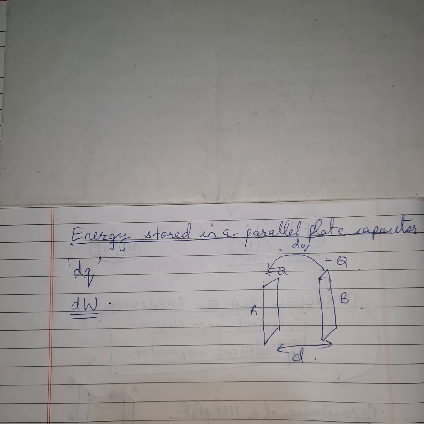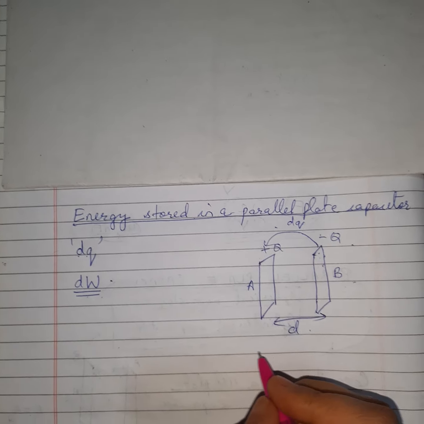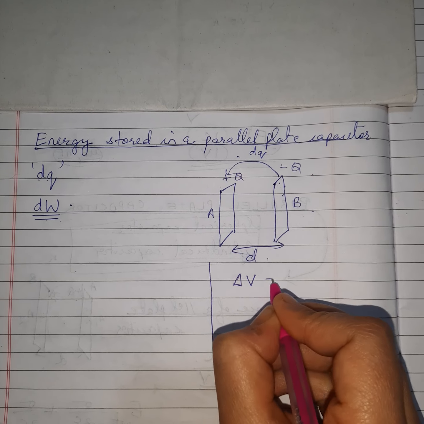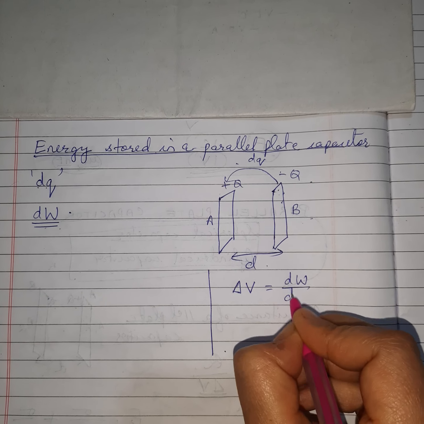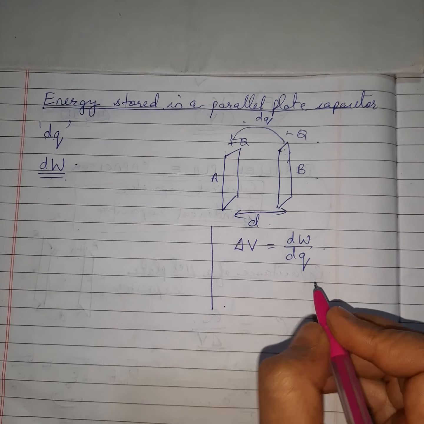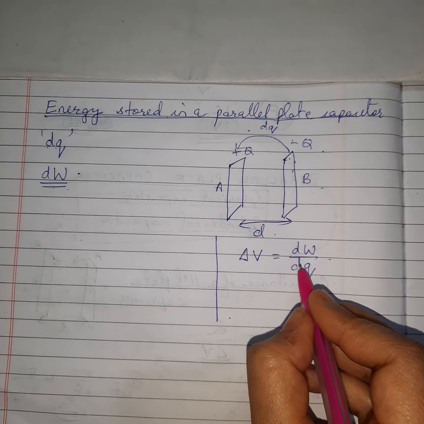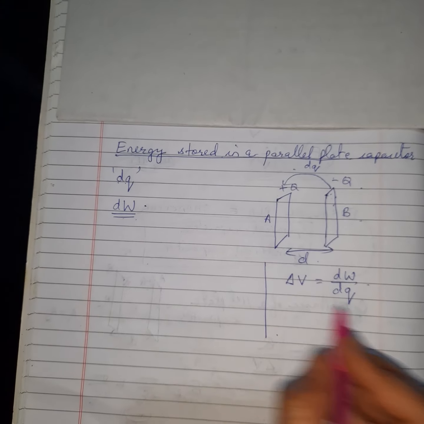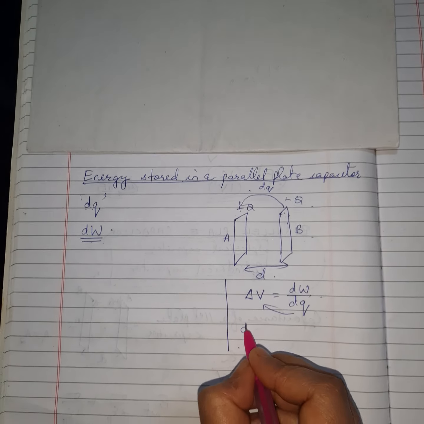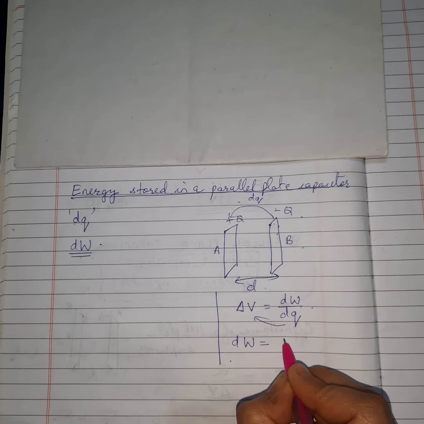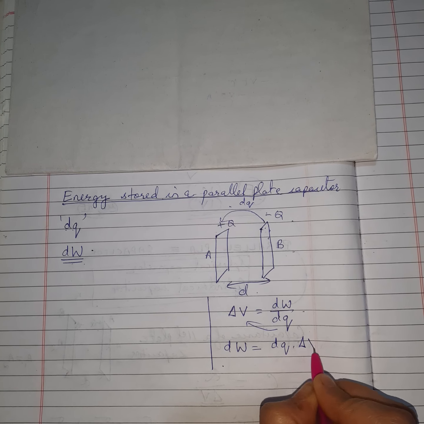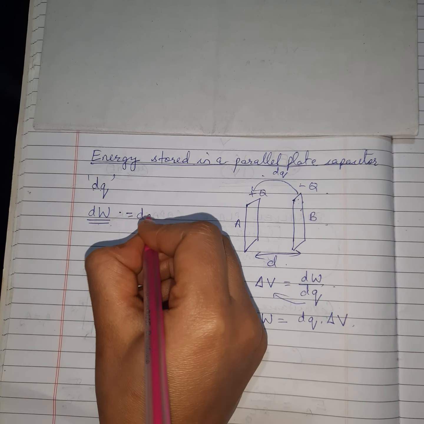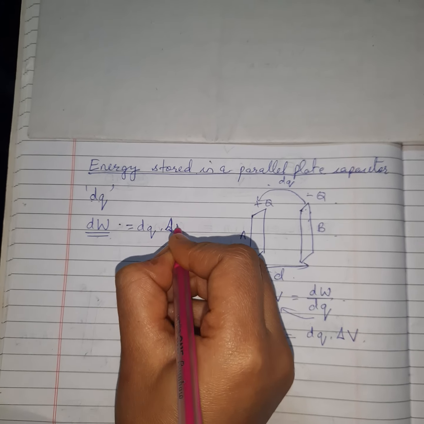Okay. Now let's do a bit of calculation here to find an expression for dW. Potential is equal to work done per unit charge, from the basic definition of potential. Or you just cross multiply here. dW will be equal to dq into delta V. Alright, so we can write it as dq into delta V.